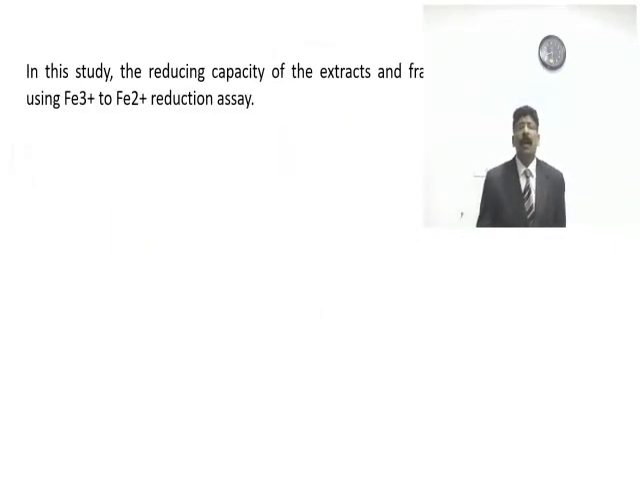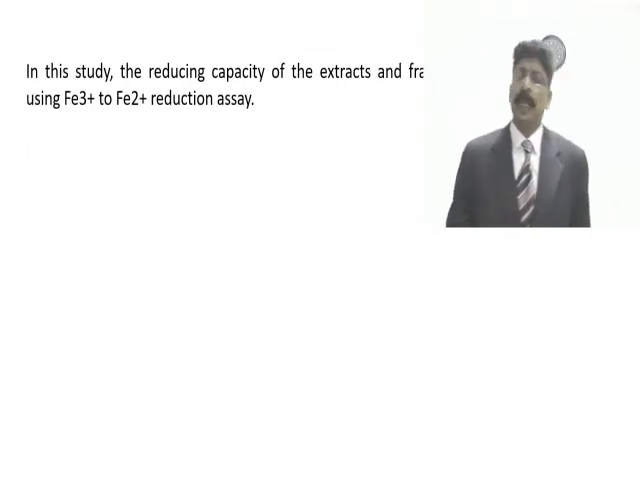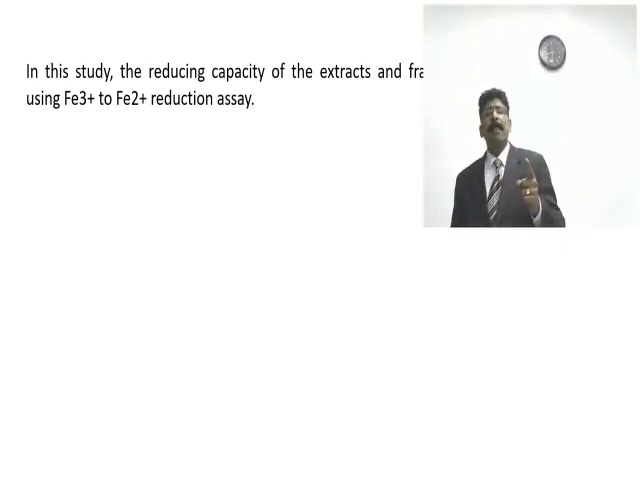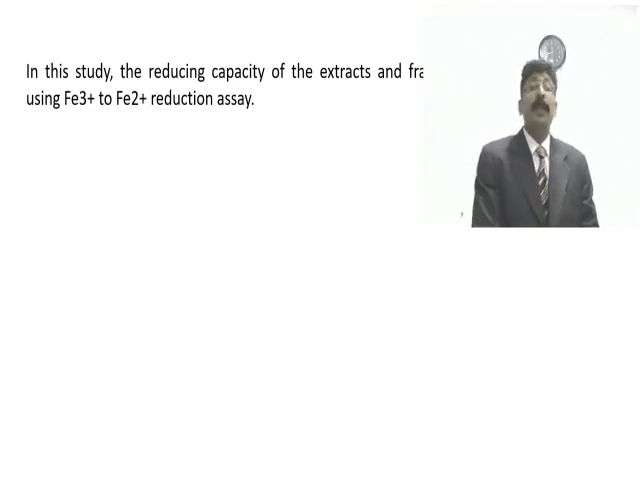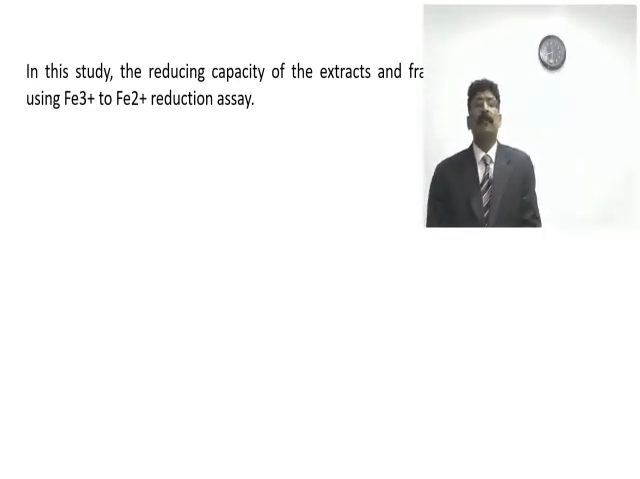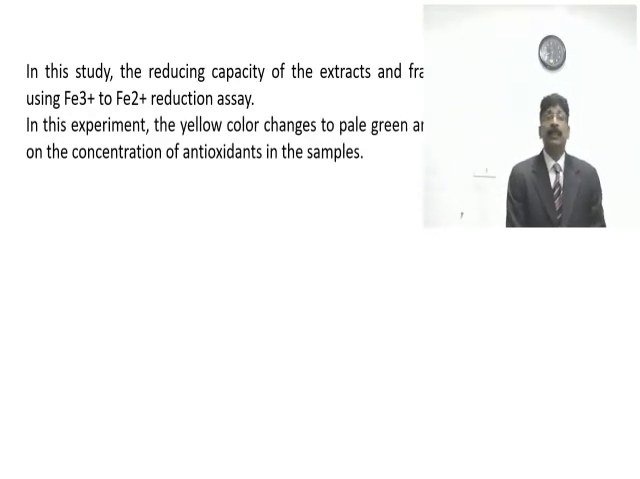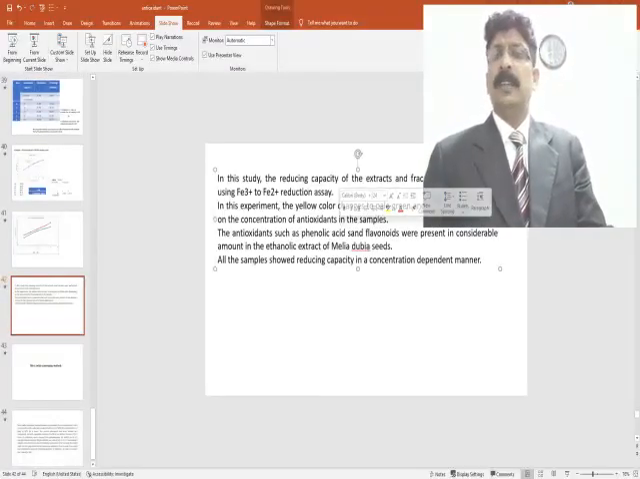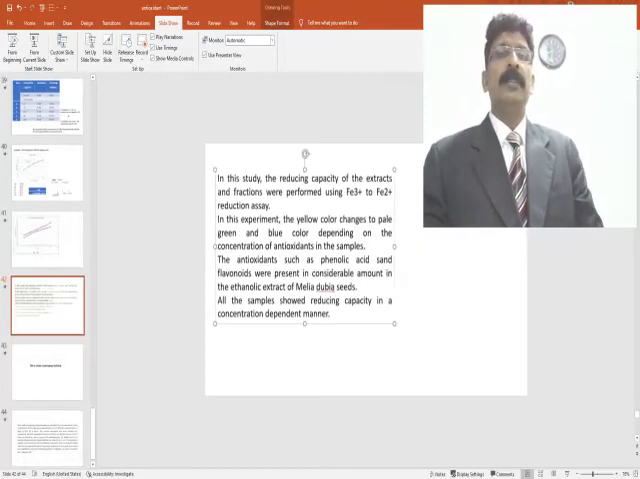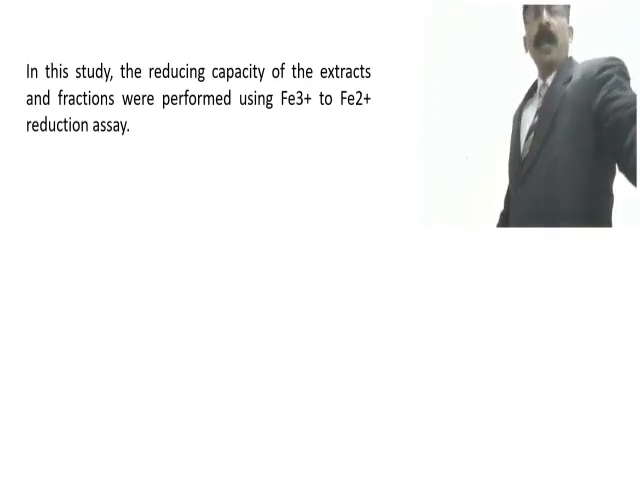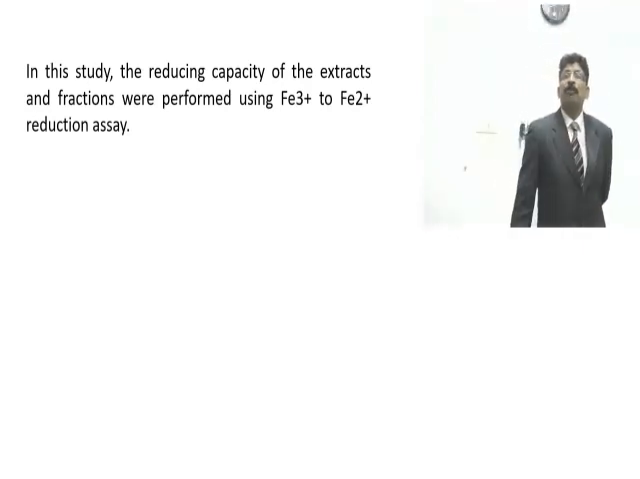Anyhow, I was able to explain how to do that calculation, but you try once, all the students, so it will be easy for you. In this study which we performed, the reducing capacity of the extract and the fraction was measured using the ferric and ferrous reducing assay. For example, you can see here, it's not very clear because it is hiding. So I'm just adjusting it. It's very simple, understand?